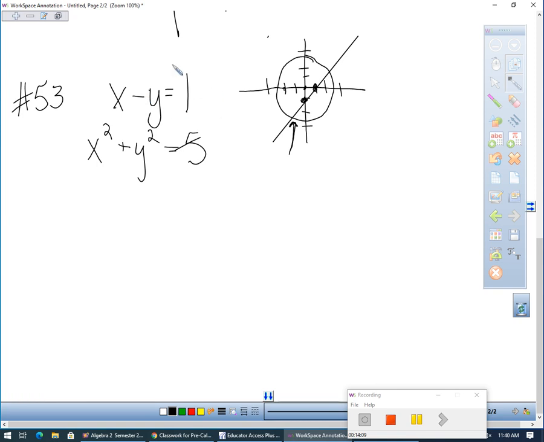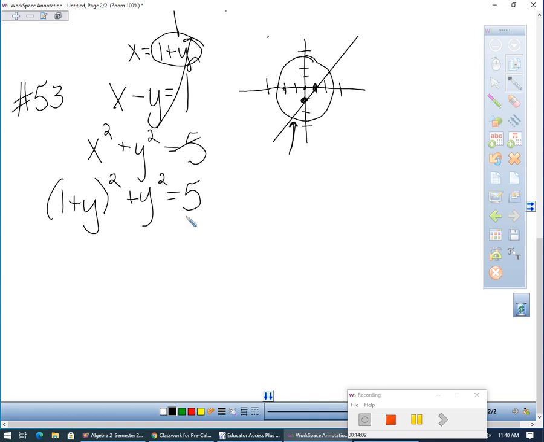I'm going to add y to that side. So I have x equals 1 plus y. And I'm going to plug this in for x in this equation. So I have y plus 1 squared, plus y squared equals 5. Because I'm looking for the y value, I might as well get rid of x. Now, if I go ahead and put this in here, 1 plus y squared, whoops, and 1 plus y squared, I get 1, I get y squared, I get y squared, and I get y to the 4th.